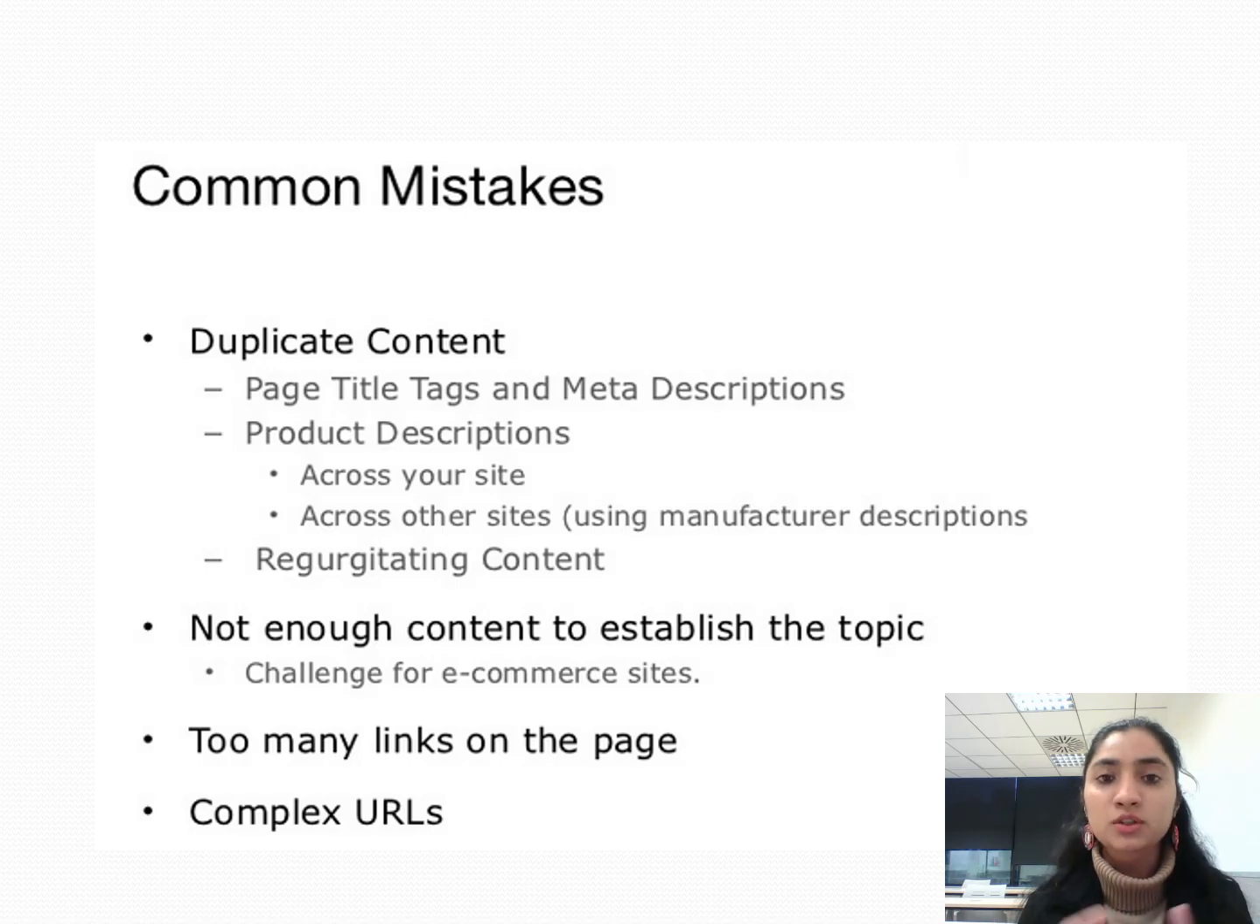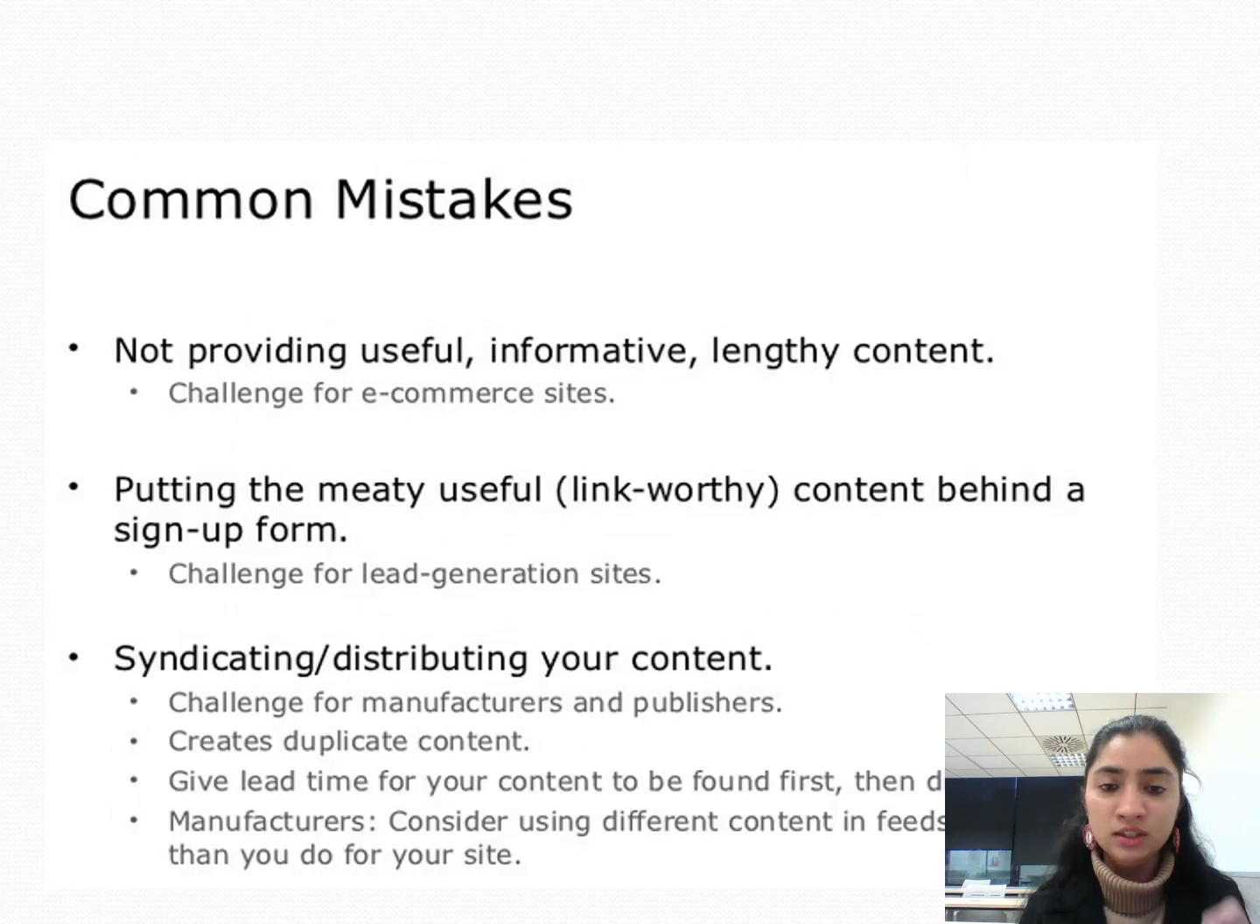A common mistake people make in SEO and optimizing their content is using duplicate content, copying the content. Don't copy your content, make your own content. Post it regularly, don't use complex URLs, and don't use too many links. You must have enough content to publish regularly. We usually make the mistake of not providing useful information. We are just providing lengthy text. Lengthy content is not useful.